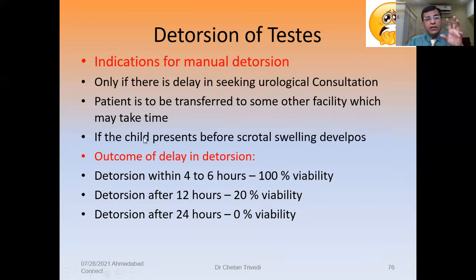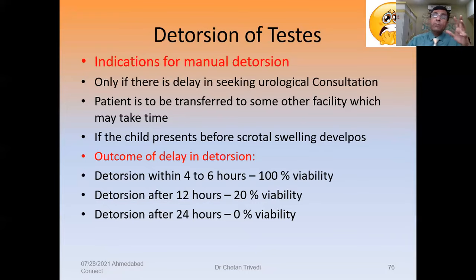If detorsion is done within 4 to 6 hours, you can have 100% viability of the testis. If it is done after 12 hours, before 24 hours, I think about 20% viability. So viability goes down very fast. And after 24 hours, if you see the patient, I think 100% of the time you have lost the testis.